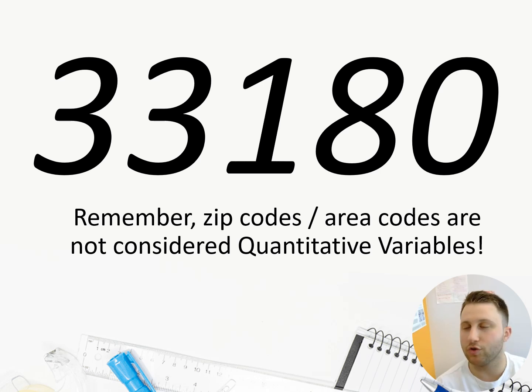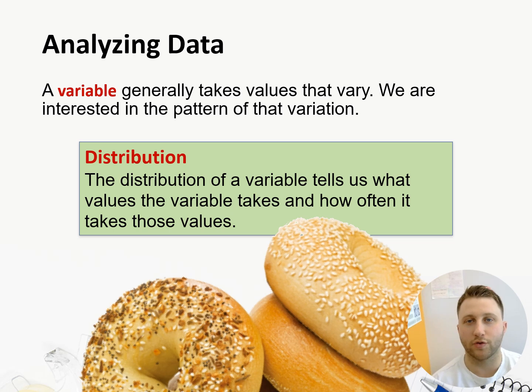You remember the trick is, if you can't do basic arithmetic, if it wouldn't make sense to take the average of some zip codes or to add up some zip codes or to find the minimum zip code among a data set, then it's probably not quantitative, it's categorical. By the way, 33180 is just the zip code for Aventura.